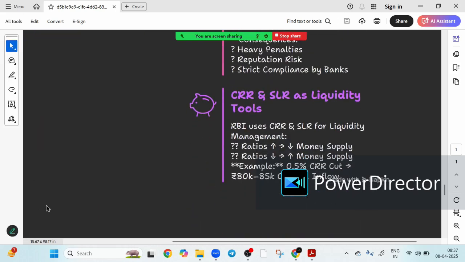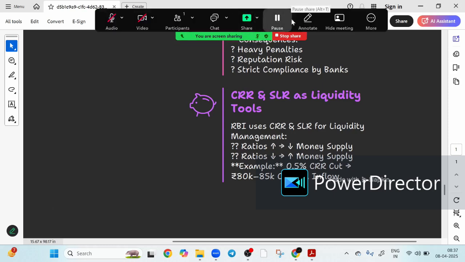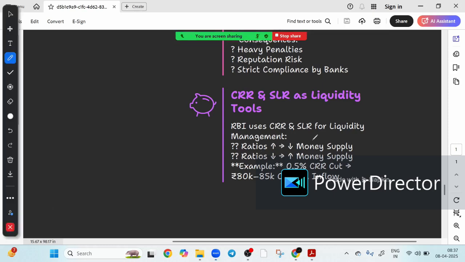Now, one more thing I want to tell you, that at the core both CRR and SLR are monetary policy instruments. You know it very well, if you increase the CRR and SLR, what will happen? The liquidity will tighten up, right? And if you decrease CRR and SLR, what will happen? You will inject liquidity. So used smartly, they help tackle inflation, stabilize the rupee and maintain banking discipline. So the next time you hear RBI increasing CRR SLR, you will know it is not just a number game, it is a strategic move to balance the economy.